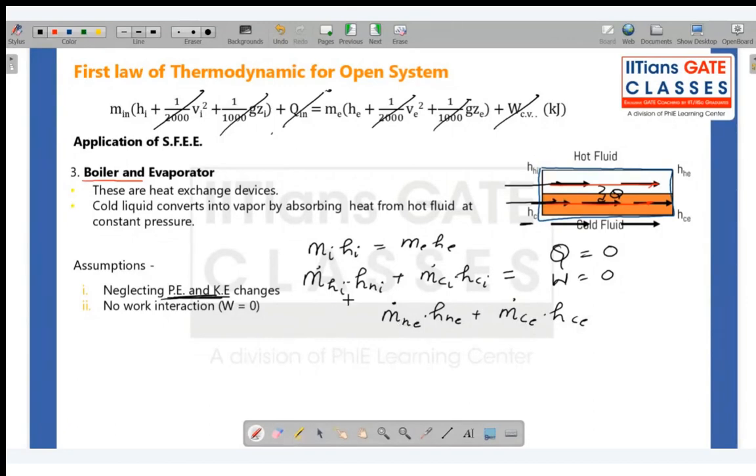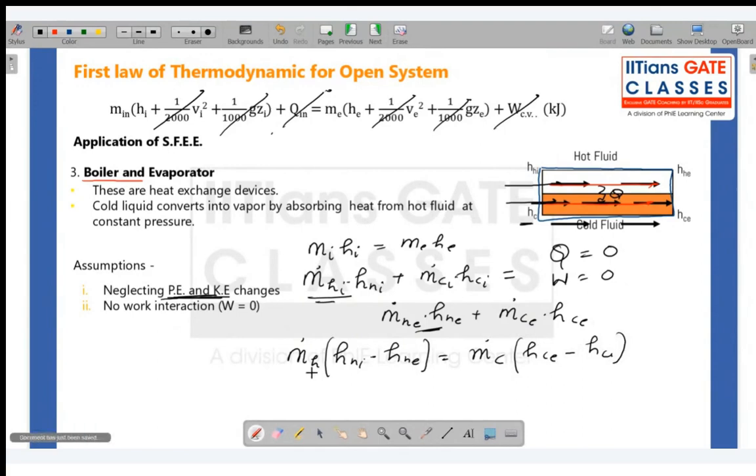Now if you want to simplify it more, you can bring all the hot fluid to one side, so hi minus he, and the cold fluid to the other side, m dot c hce minus hci. Again, m dot h is constant, so m dot h entering and leaving will remain the same. Similarly, m dot c entering and leaving will remain the same.